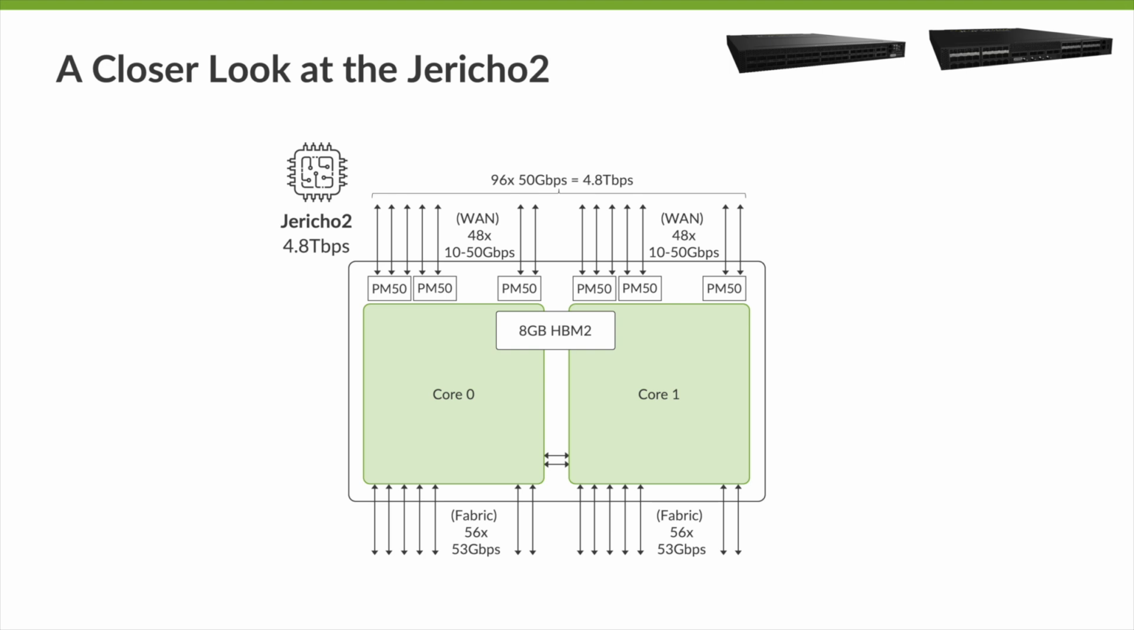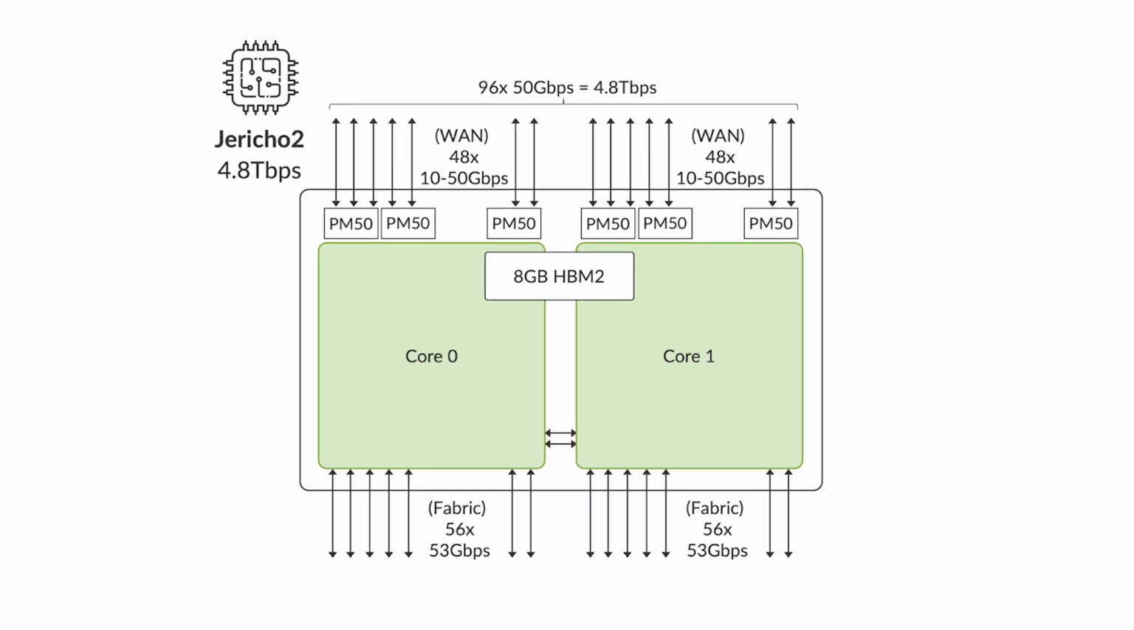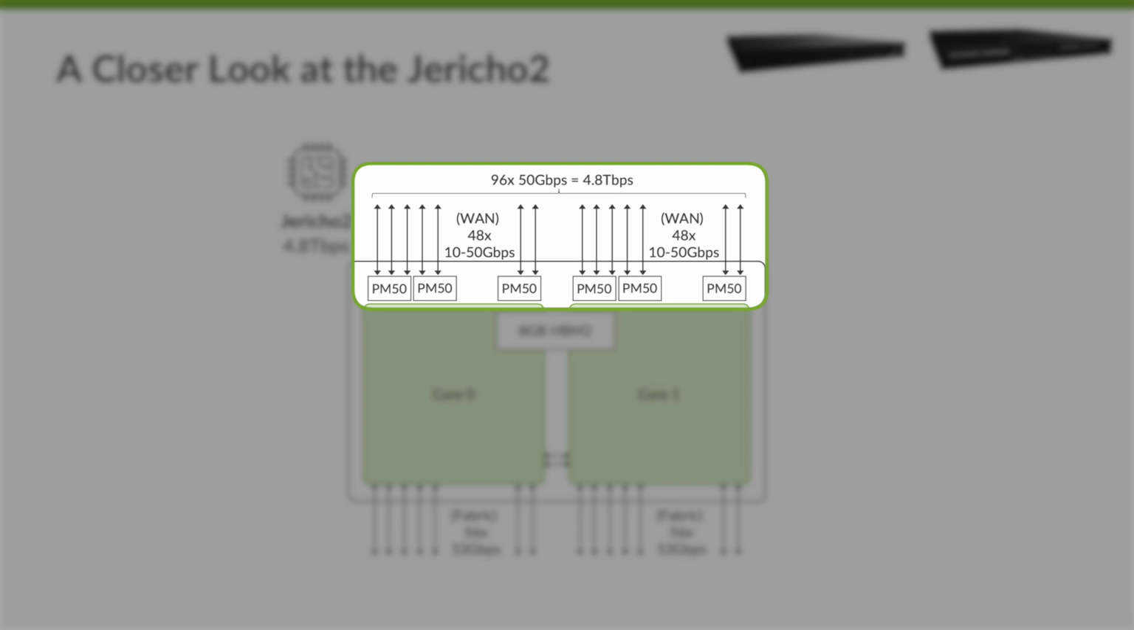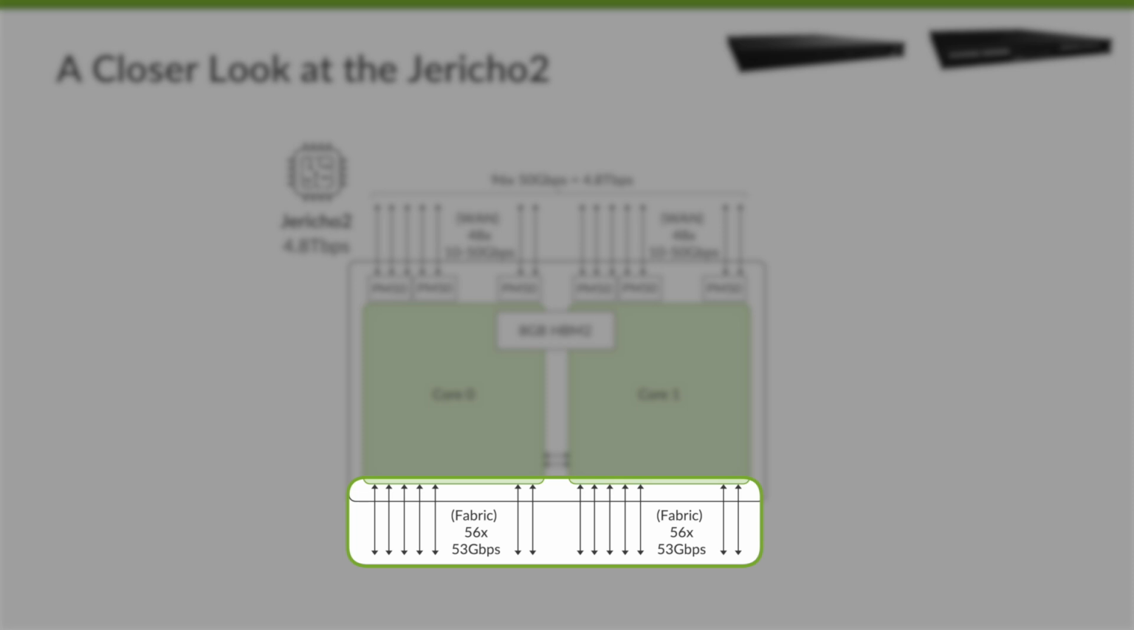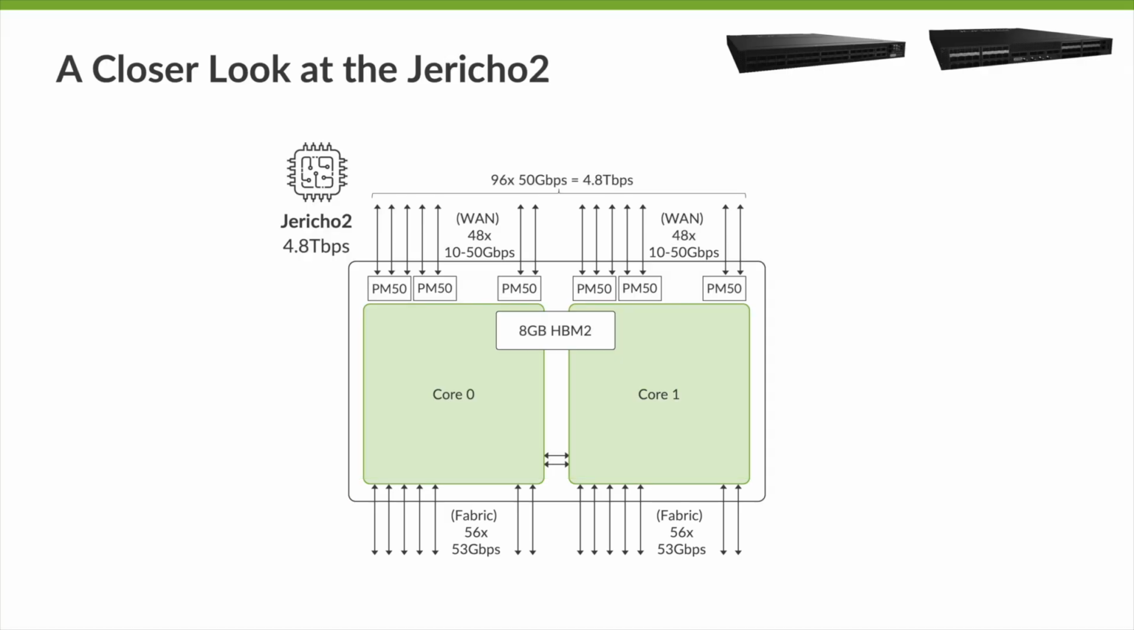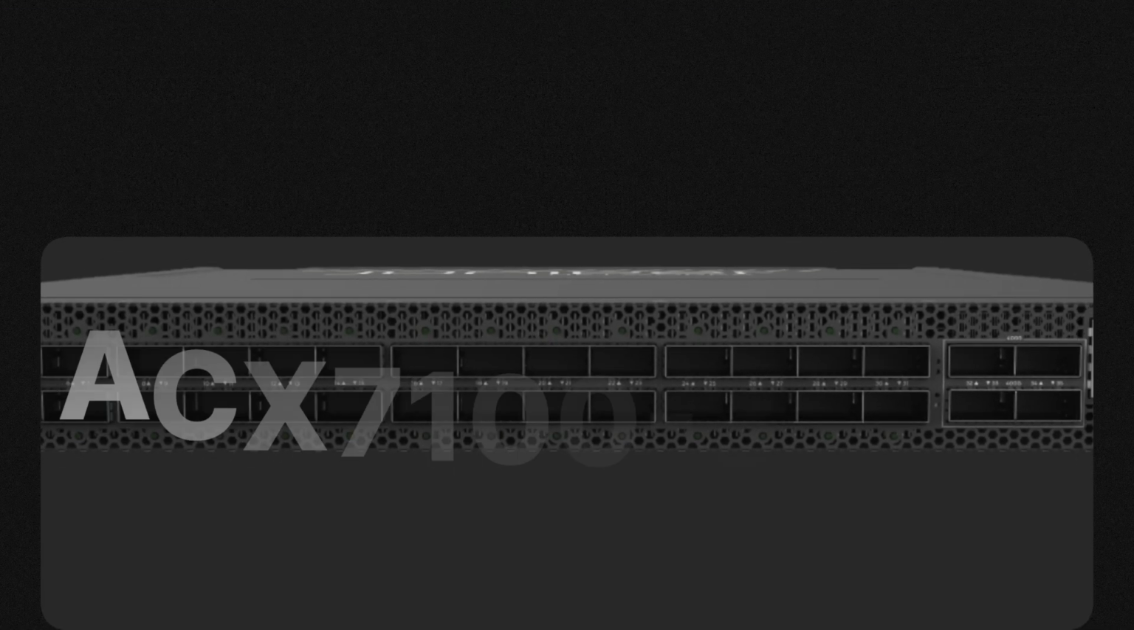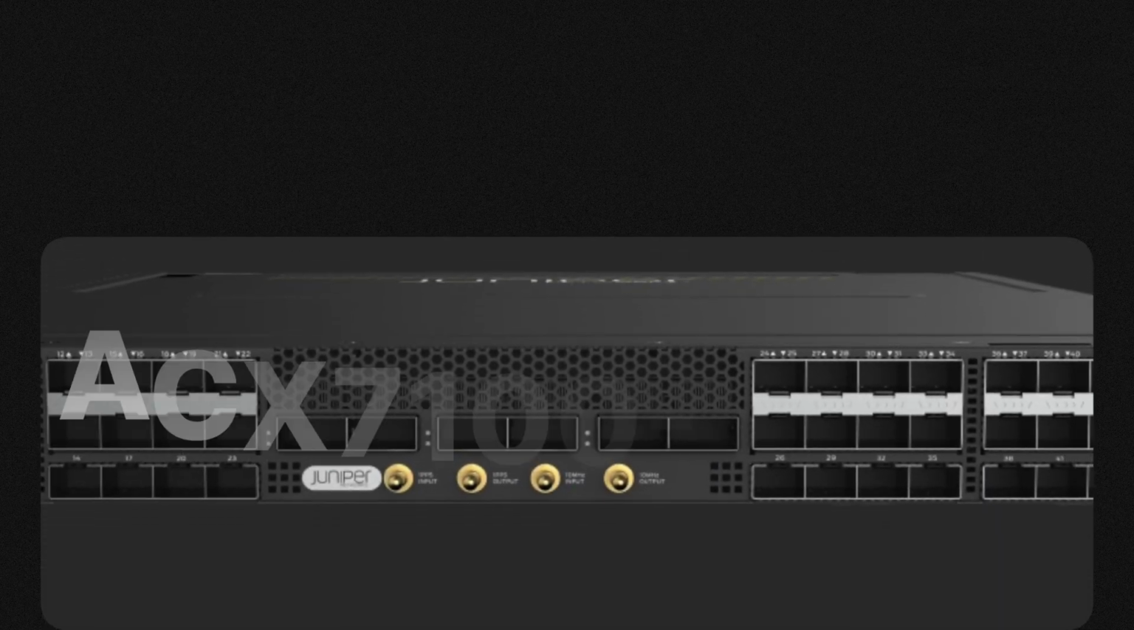If we want to have a closer look at the Jericho 2, we can represent it like this. 2 cores, 0 and 1, each one of them capable of 2.4 terabits per second of forwarding capability, full duplex, 1 billion packets per second. So that makes it 2 billion, 4.8 tera total. We have 48 links on the one side that can be operated up to 50 gigabit per second, and slightly more on the other side with twice 56 fabric links. They cannot do any kind of MACsec internally, and they can deliver Class B timing quality. We are using them on the ACX7000 and the 48L.